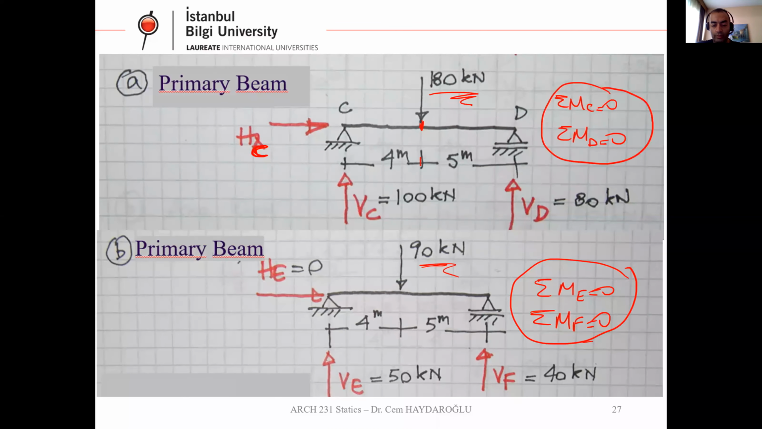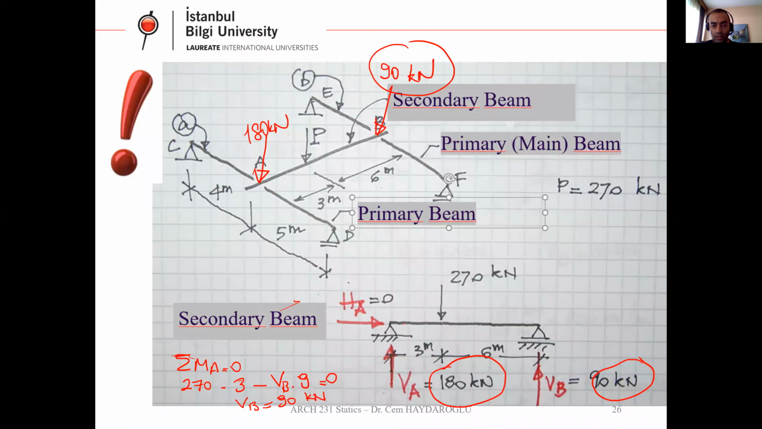Okay, any questions so far for this example? Did you understand what we are doing? We are trying to calculate the support reactions C, D, E, F here in this example.